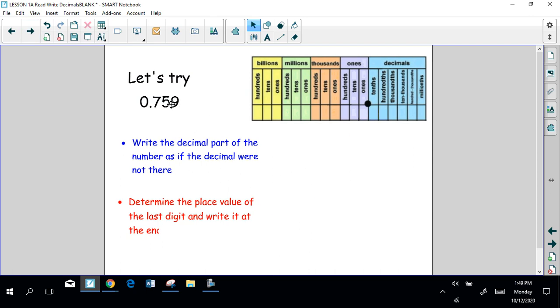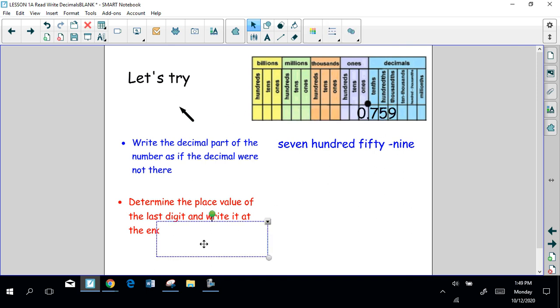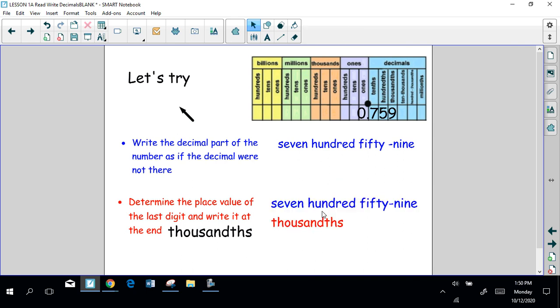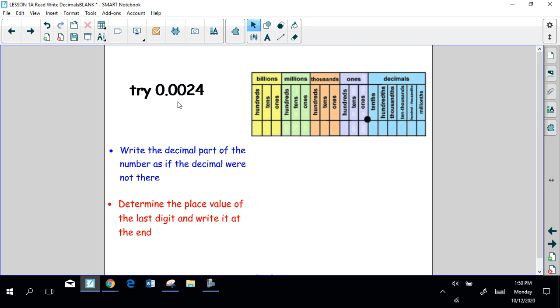Let's try 0.759. How do you read 759 in words? 759. What place value is the 9 in? It's 3 places past the decimal. Let's drag our number into the chart and line up the decimals. You can see that 9 is in the thousandths place, and that's what you tack onto the end: 759 thousandths.